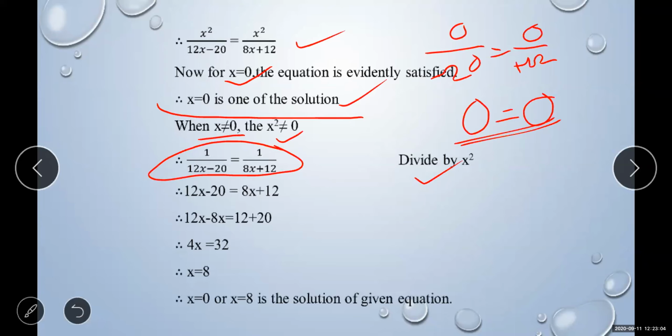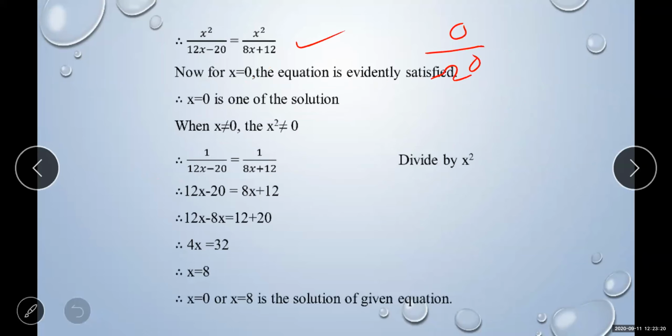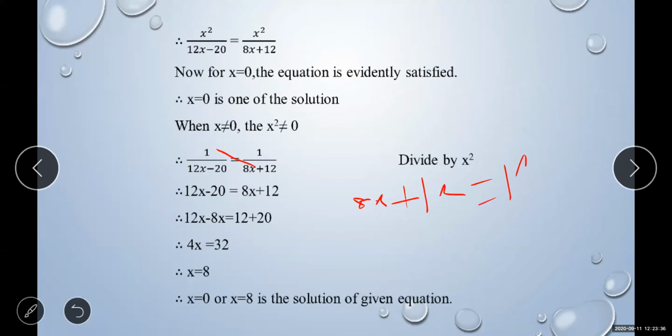Now do the cross multiplication. What will you get? This is multiplied by this and this one is multiplied by this. 8x plus 12 is equal to 12x minus 20. Means right side and left side both are equal.